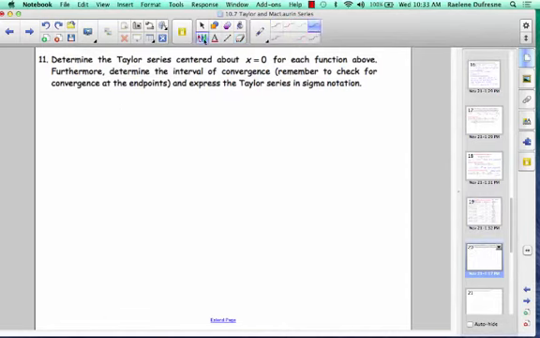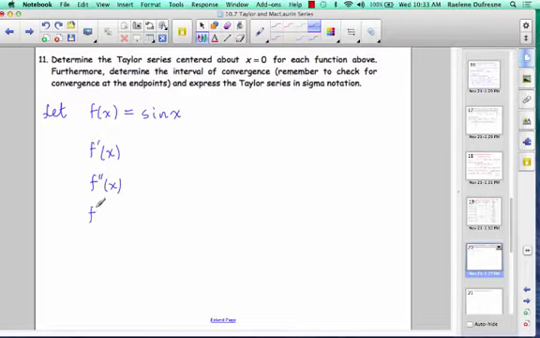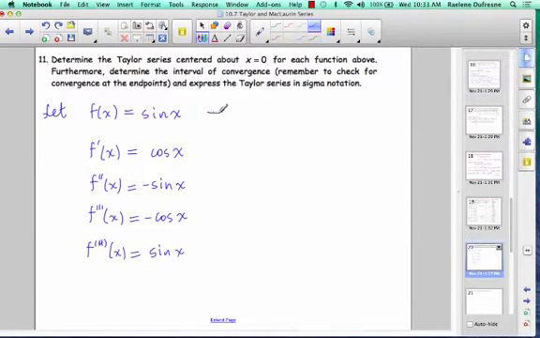So we start off by writing the function, let f of x equal sine of x, and then we work out some derivatives. And our goal is to find a pattern in the derivatives so that we can generalize to the nth derivative and therefore the nth coefficient. So we do know that there is a cyclical pattern for the derivatives of sine and cosine of x. And it's a pattern that repeats after 4 derivatives.